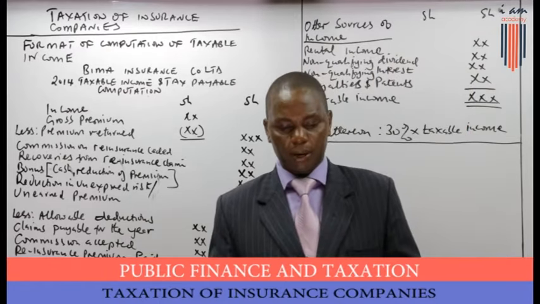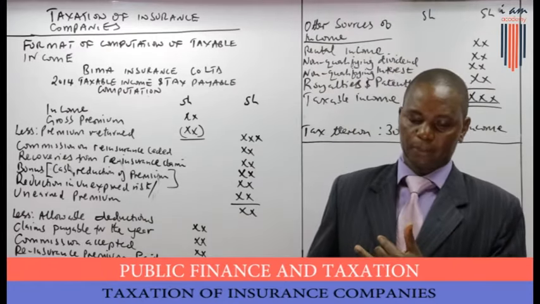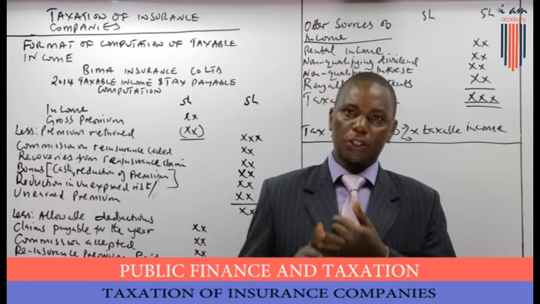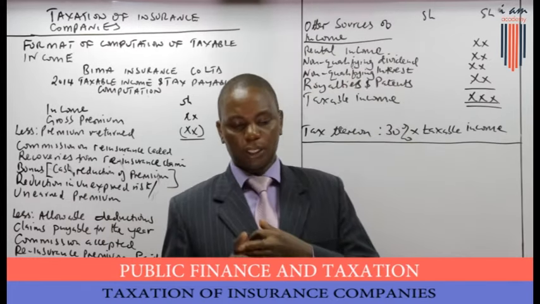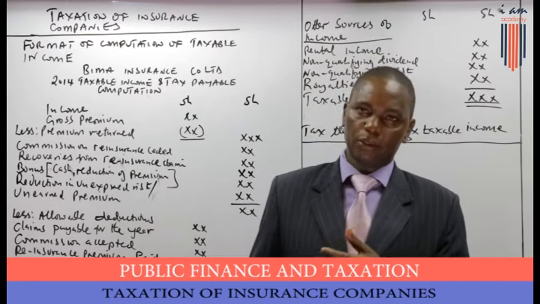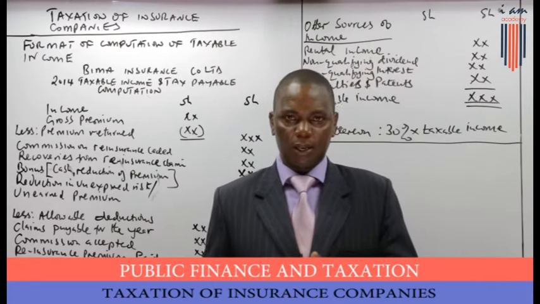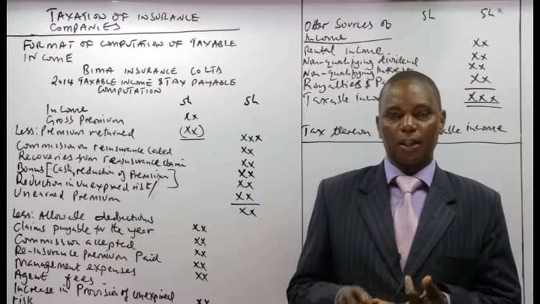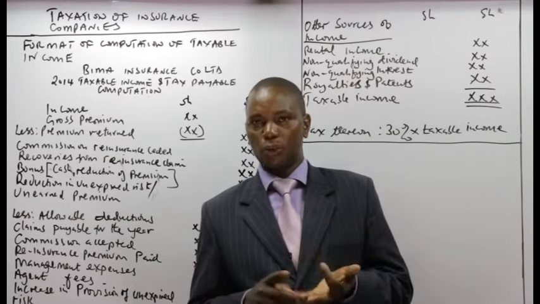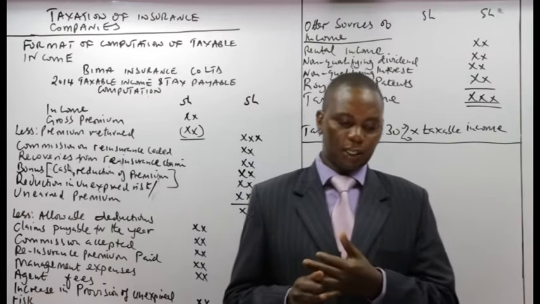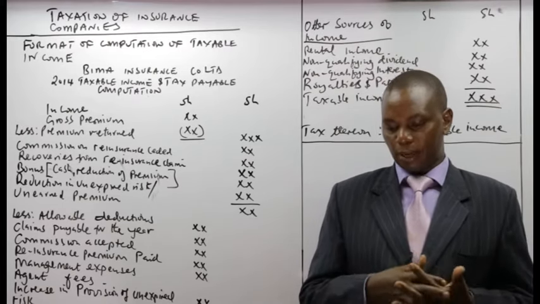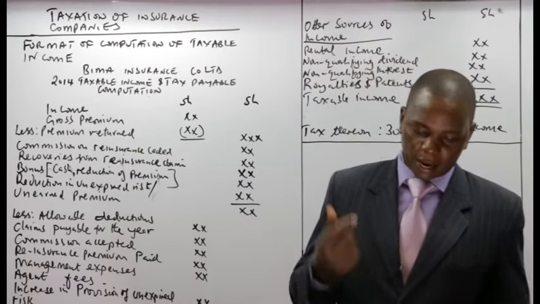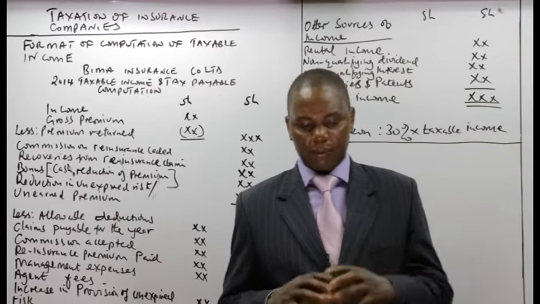So one, we have looked at the gross premiums. Number two, we have talked about the commissions, specifically the commission ceded. Number three, the investment income as a result of investing in the general fund. Number four, we have looked at the bonus, which forms part of the insurance income. Then the fifth one is recoveries from the reinsurance companies. And number six is the reduction in the provisions for the unexpired risk or the unearned premiums. That basically forms the taxable income.